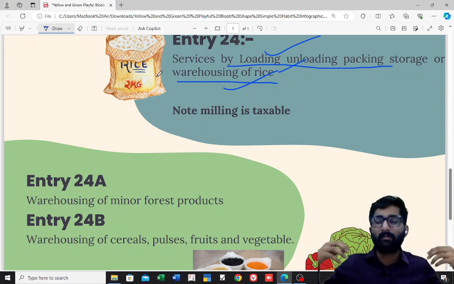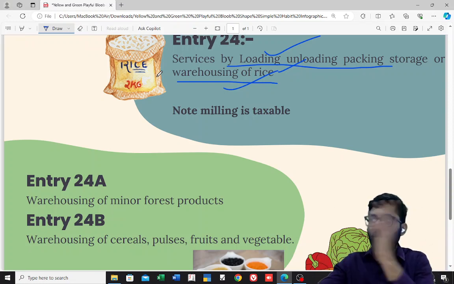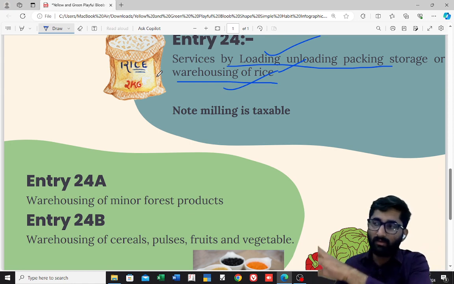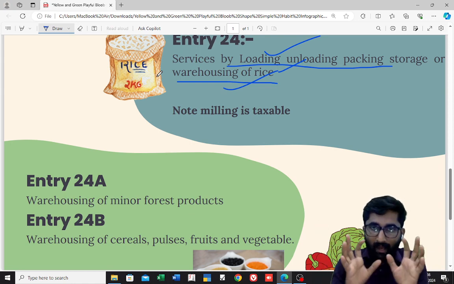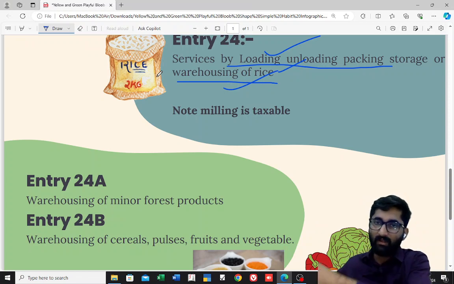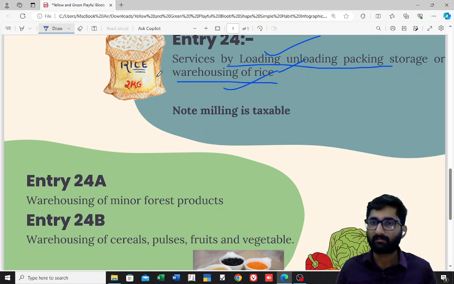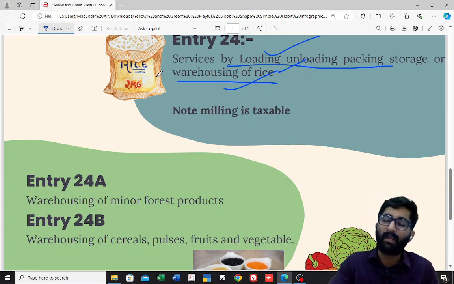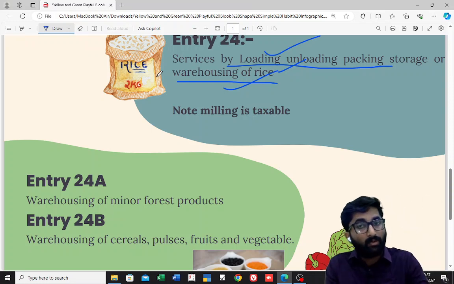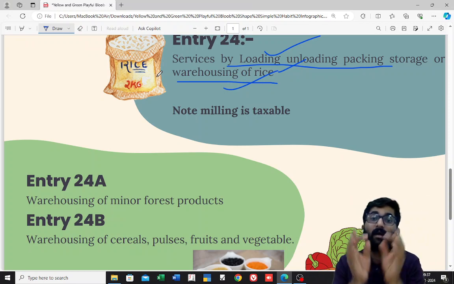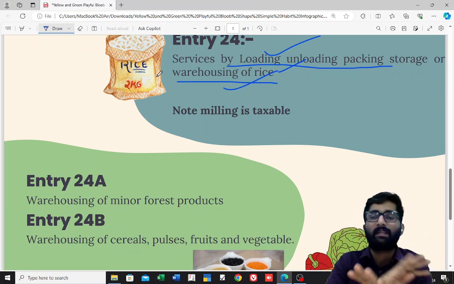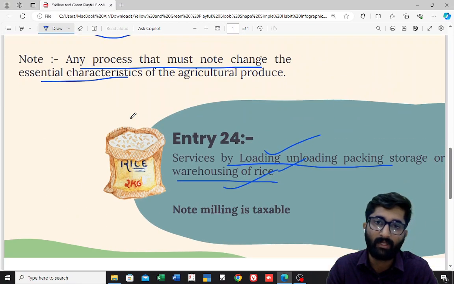So I am the farmer, I cultivate some paddy and I give it to the mill. What the mill does is transform paddy into rice. That rice mill is converting or transforming that paddy into rice. So the activity done by them, for which I pay some amount to them, is not exempt, that is taxable. What is not taxable? Cultivation, harvesting, cutting, pruning, all these things related to paddy are exempt. And loading, unloading, warehousing, storage of rice is exempt. But milling of paddy into rice, that is not exempt, that is taxable. So that is the point which is given here.